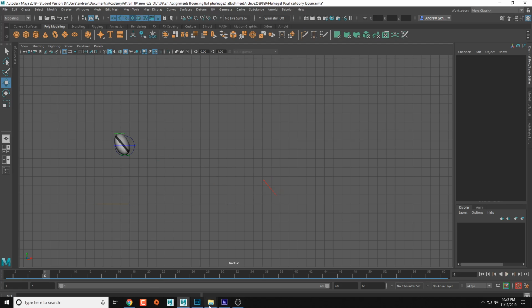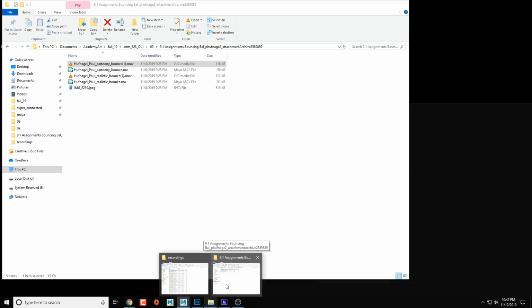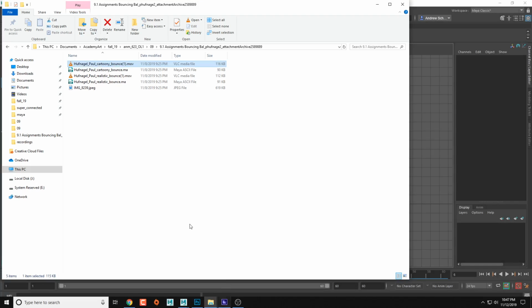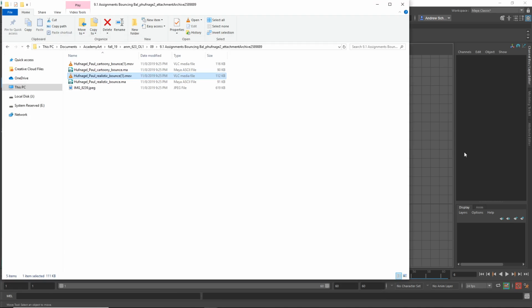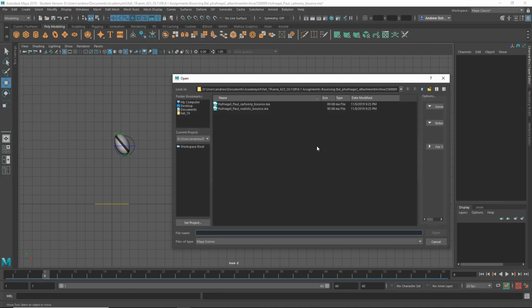So let's look at the realistic one. I get the idea that it's an erratic ball. It'd be interesting to see if you record any reference for this, but what's really catching my eye right now is that weird stretching in the middle. And I think maybe it's spinning too fast as well. So let's take a look at that one in Maya.